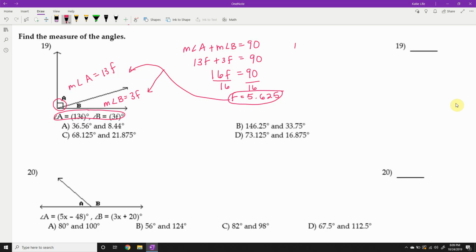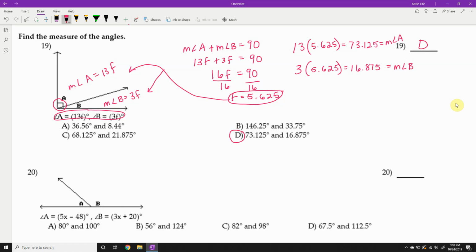So plug it back in for F. 13 times 5.625 is going to be the measure of angle A. And that comes out to be 73.125. And 3 times F, which was 5.625, ends up being 16.875. And that is the measure of angle B. So that corresponds to option D, 73.125 and 16.875. So 19 is D.